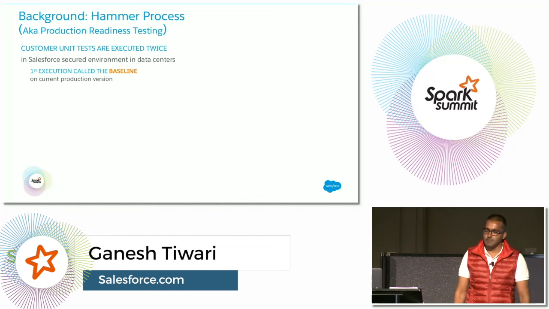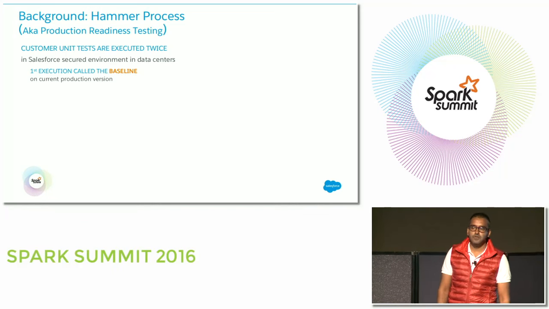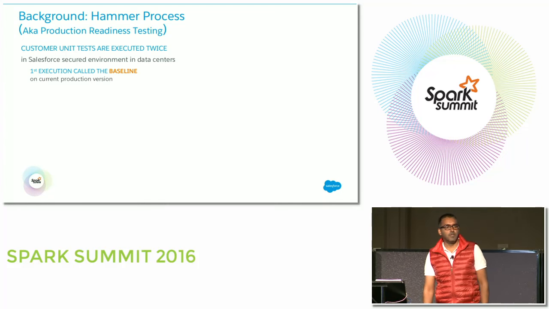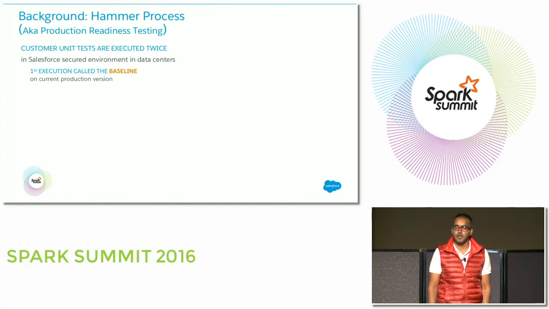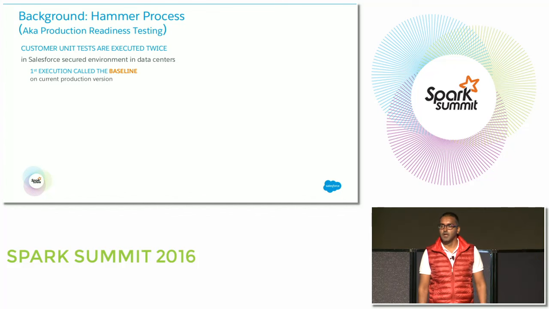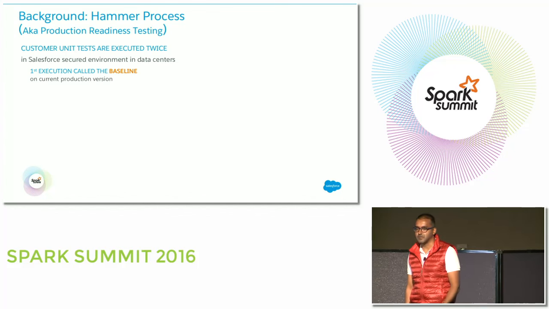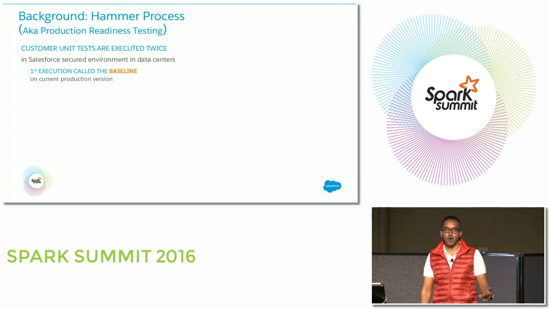So let's quickly start with what is the hammer process, what is production readiness. Salesforce makes 3 releases every year of the platform as a service offering. And a few weeks before each release, we have exhaustive testing going on across the entire platform. As a part of that, we have what is known as the production readiness test, which internally we call the hammer process. What we do in the hammer process is that we take all the tests that our customers have written, 150 million of them, and run them twice.